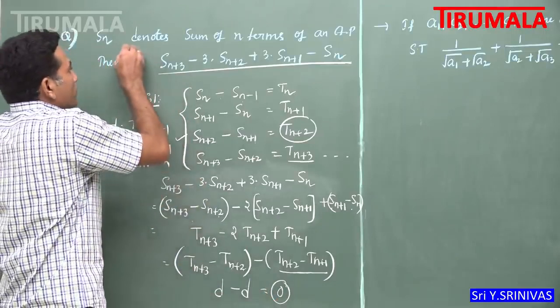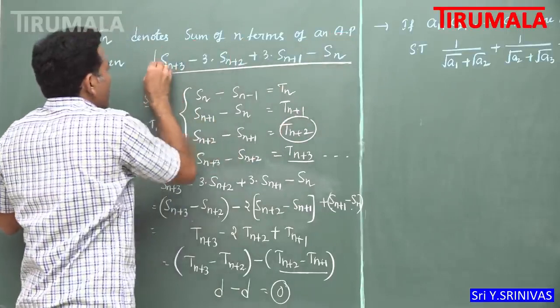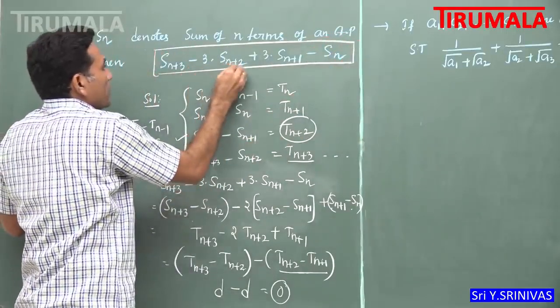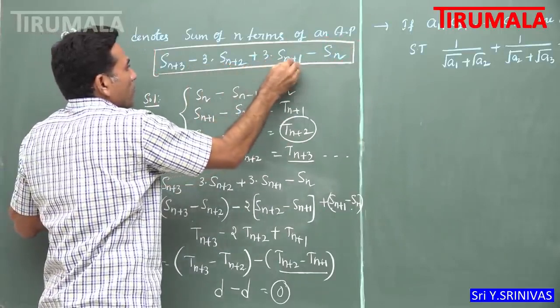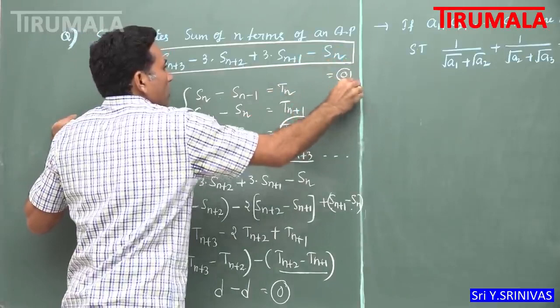If Sn is the sum of n terms of AP, the value of Sn plus 3 minus 3 times Sn plus 2 plus 3 times Sn plus 1 minus Sn is equal to 0. That is the answer.